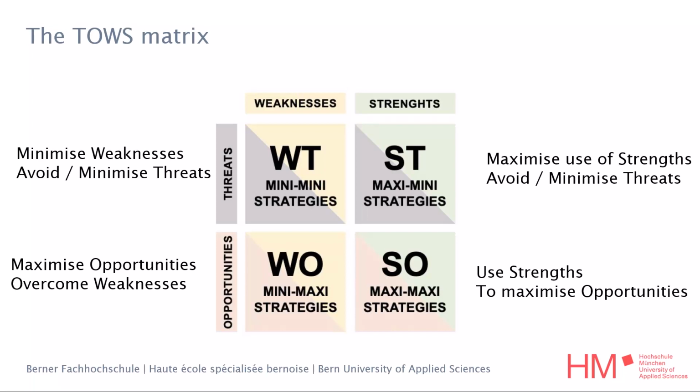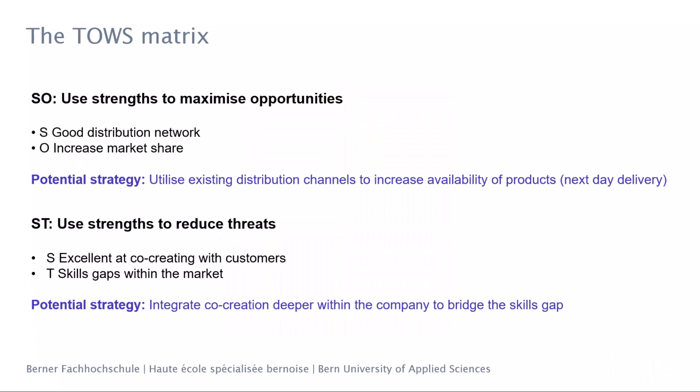So an overall useful use of the TOWS matrix would generate strategies in each one of these four quadrants in order to minimize weaknesses, minimize threats, maximize opportunities, overcome weaknesses, maximize strengths, minimize threats, and to use strengths to maximize opportunities. So a couple of examples of how we can operationalize this analysis.